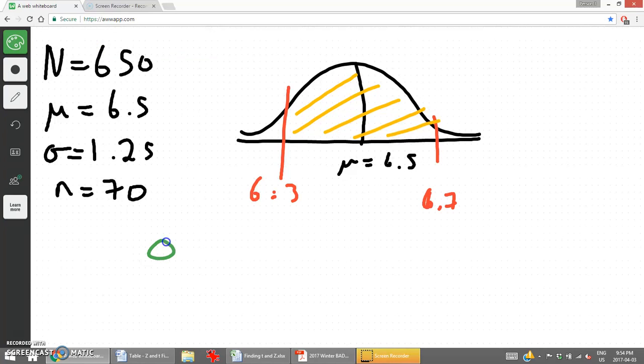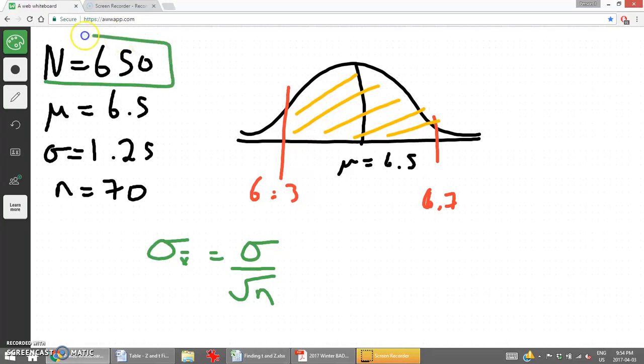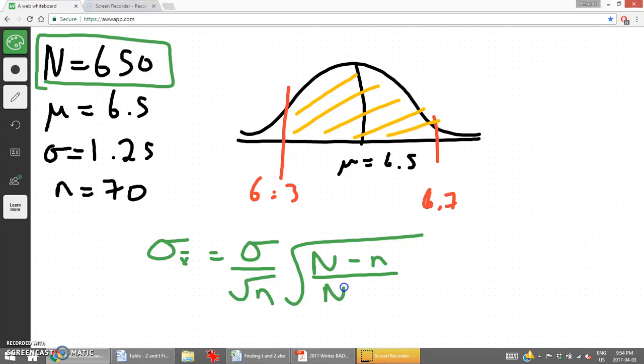The standard error formula looks like this: the standard deviation divided by the square root of n. But as I said, whenever we have this value here, we have to apply what's called a finite correction factor. And it looks like this: the square root of population size N minus sample size little n, over population size minus 1. So let's use this formula to calculate our standard error.